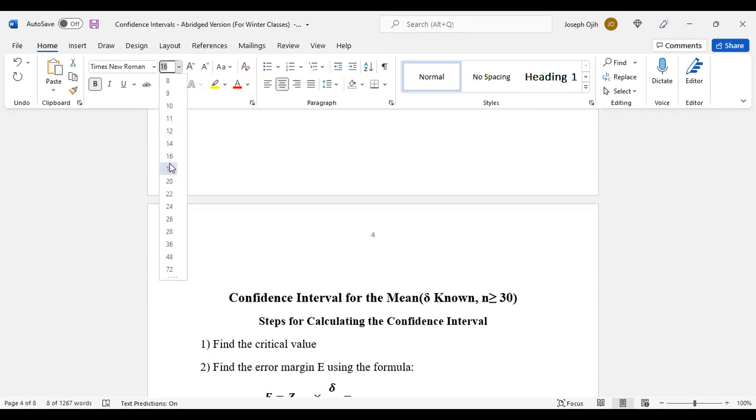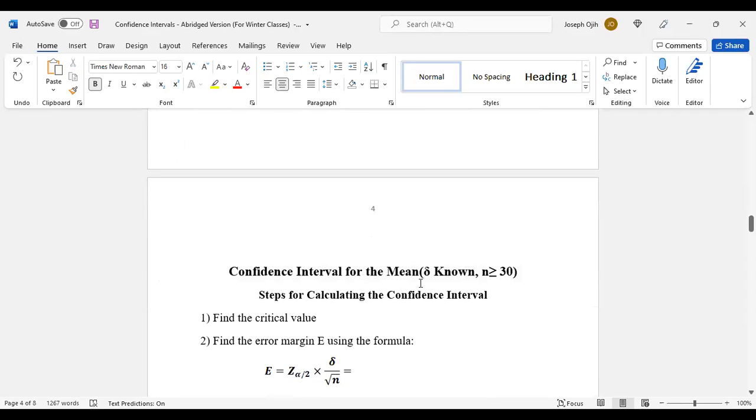The first case is about the confidence interval for the mean when the standard deviation is known and the sample size is large. Statistically, we say that the sample size is large if it is 30 or more, provided that the sample was selected at random from the population of interest. So that means for large samples, and we know the value of the population standard deviation.